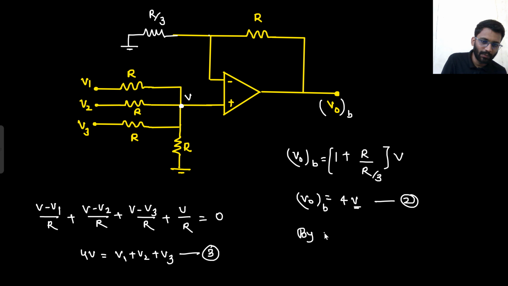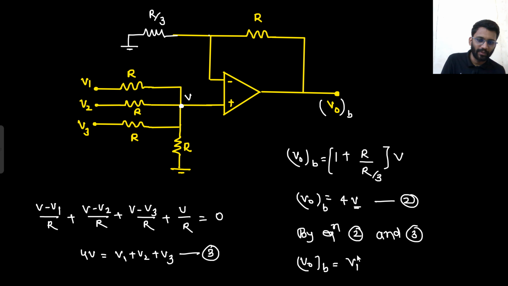So by equation 2 and 3, what you are getting is V naught B. Your V naught B is 4V, which is equal to V1 plus V2 plus V3. This is your V naught B.